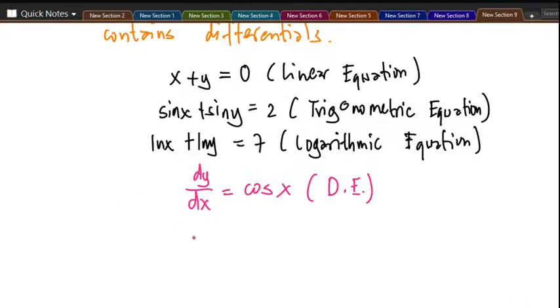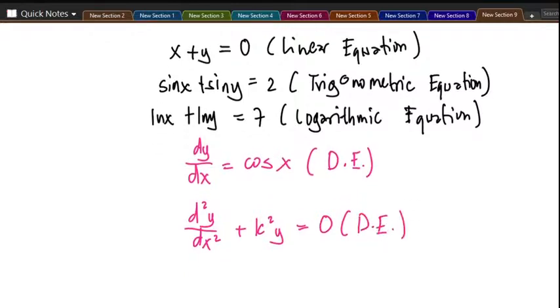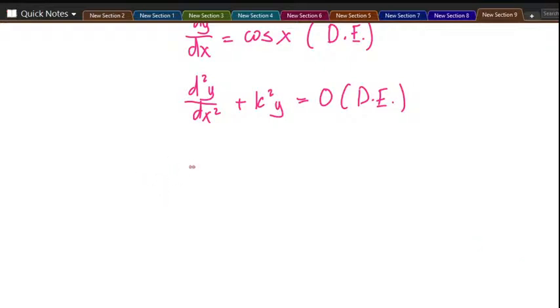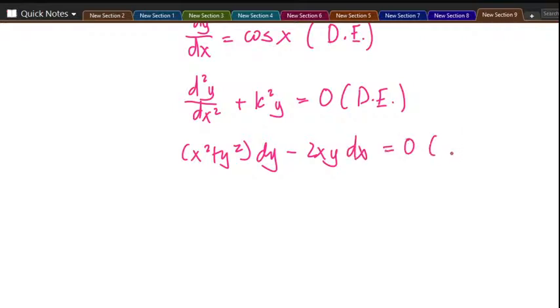Okay, so we can also have a more complex example. We will have d squared y dx squared, or the proper naming of this one is the second degree derivative of y in terms of x, plus k squared y is equal to 0. So this is another example of a differential equation. Then we can also have this one. We have x squared plus y squared dy minus 2xy dx is equal to 0. So this is another example of a differential equation.